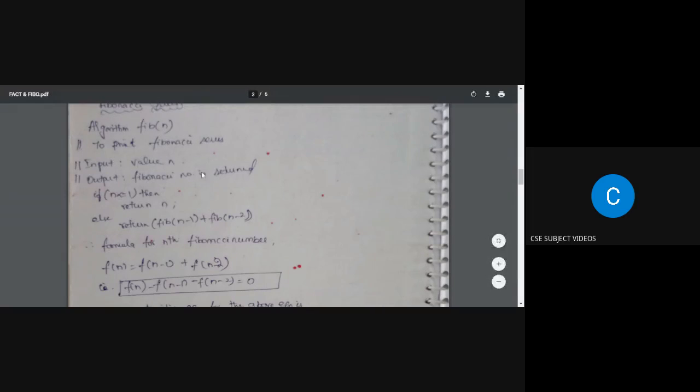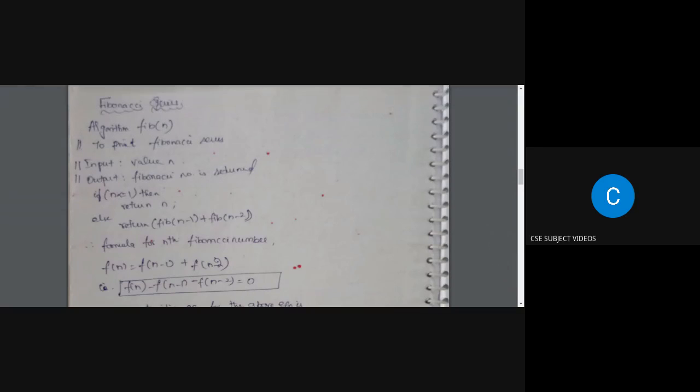Here we go with the algorithm fib of n, to print the Fibonacci series. What will be the input? It will be n, the nth number to be generated. The output will be the Fibonacci number, which is returned. If n is less than or equal to 1, then it will return n, the same n. Else we go with return fib of n minus 1 plus fib of n minus 2.